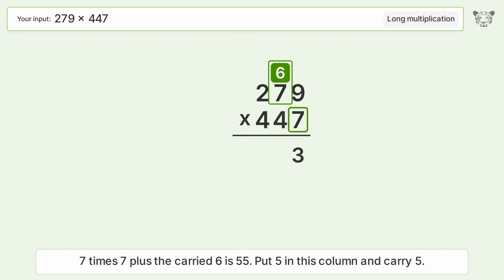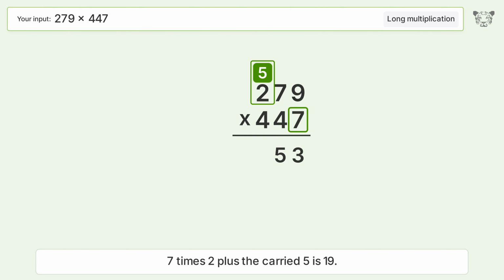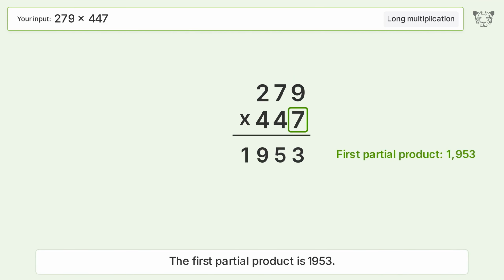7 times 7 plus the carried 6 is 55. Put 5 in this column and carry 5. 7 times 2 plus the carried 5 is 19. The first partial product is 1953.